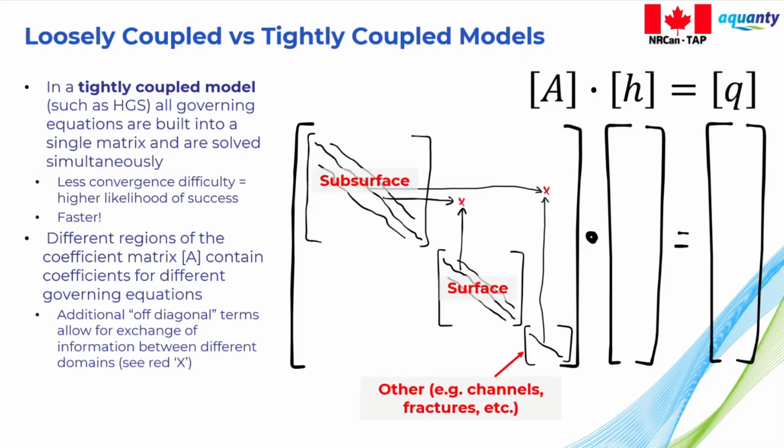It has less convergence difficulty. Fewer failure points in the overall system means that you're going to have a higher likelihood of actually converging on a solution, which means you're going to have a higher likelihood of a successful modeling project. And in general as well, these types of approaches tend to be faster than a loosely coupled system.